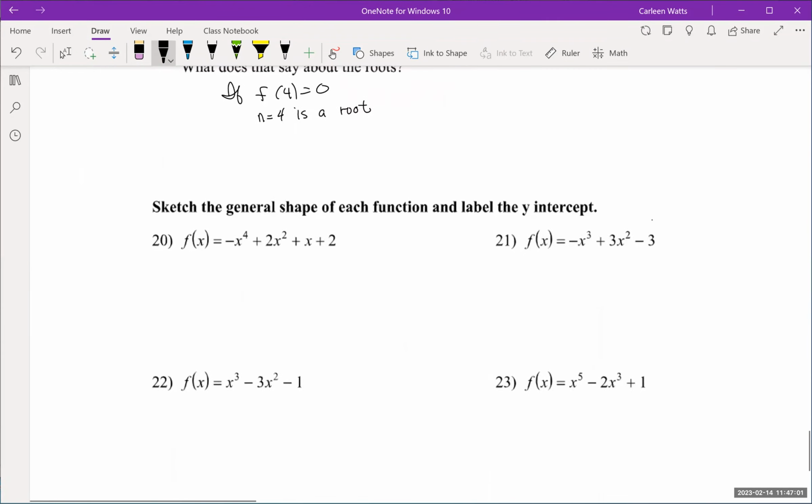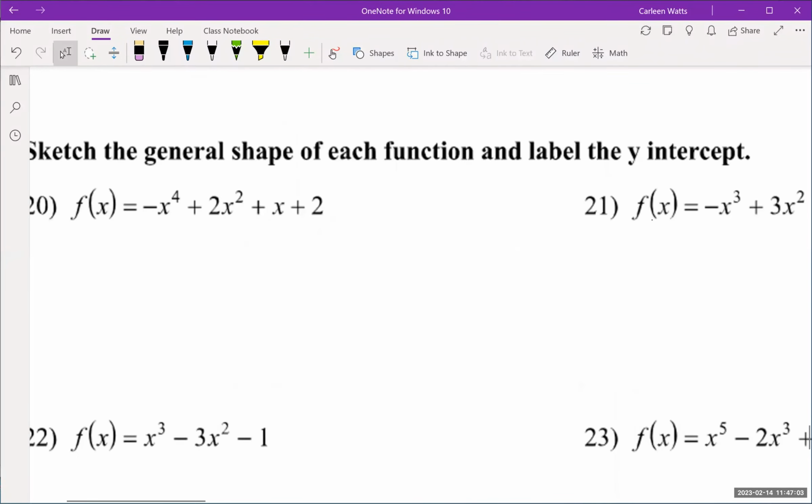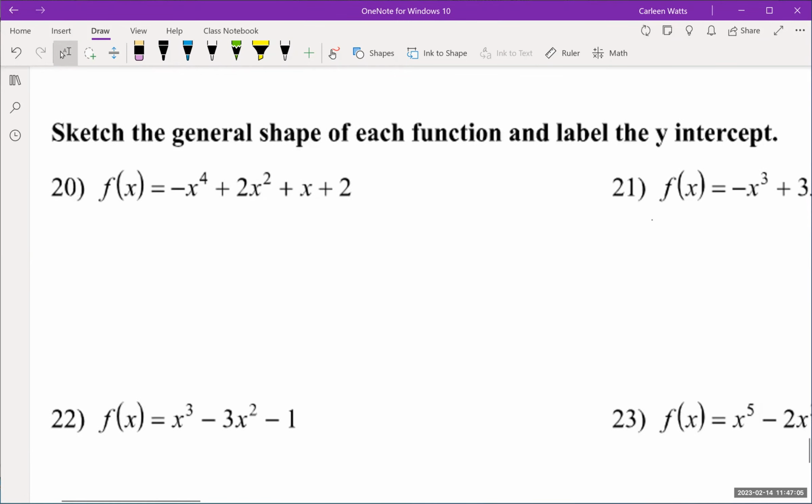Okay, general shape. Sketch. Number 20. What is it going to look like? Negative x to the 4th. We are ignoring all of that and we're sketching from the table, right? The negative. So that's kind of like fall left, fall right, some sort of bumpiness in the middle that I don't know.